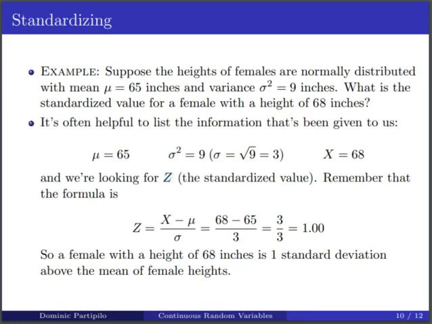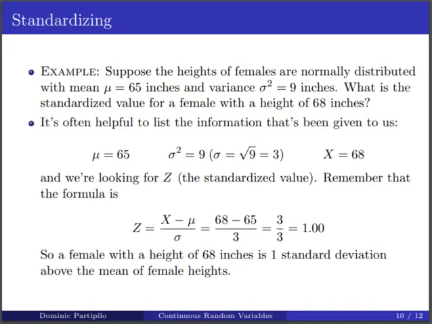So remember that the formula for this is going to be whatever x value is given to us minus its mean divided by its standard deviation. But we already have all of these quantities, so all we need to do is plug them into the formula. So that's going to be 68 minus 65 divided by 3. And that's going to be 3 over 3, which is equal to 1.